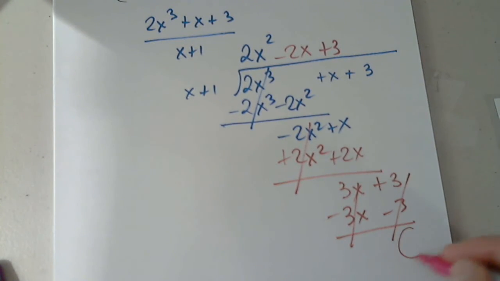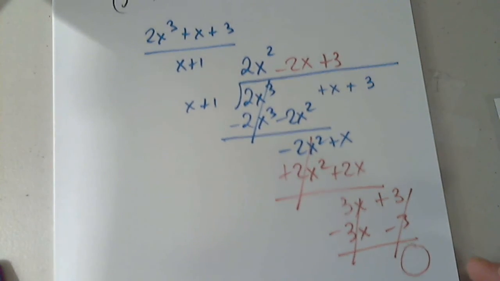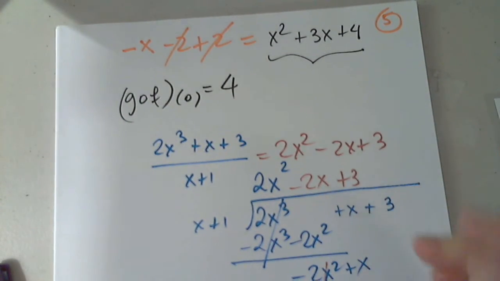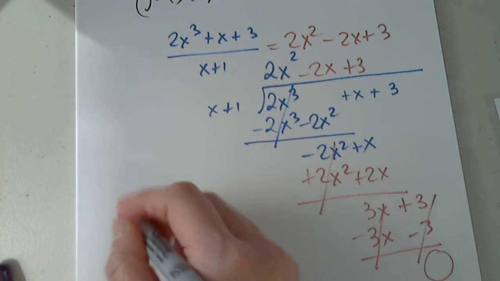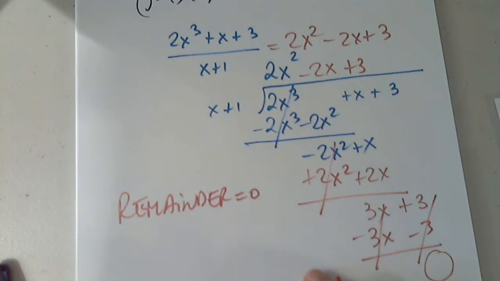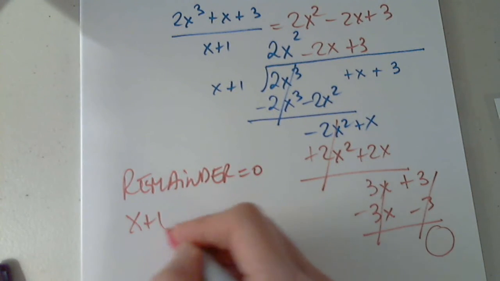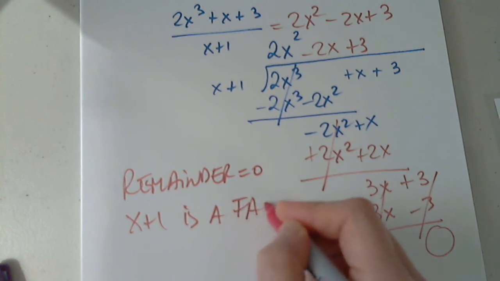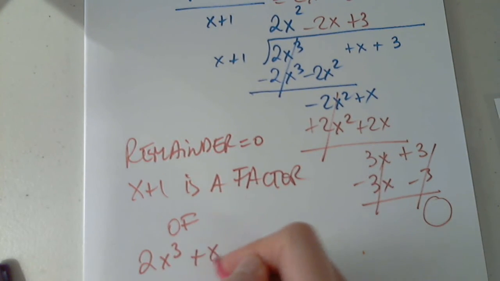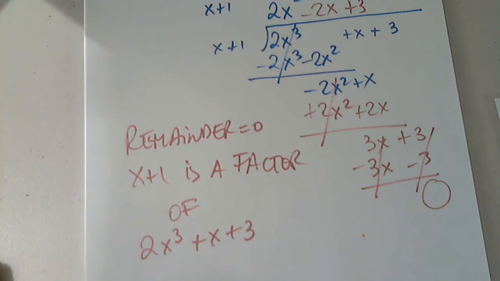Yay! 0 remainder. So because the answer is 2x squared minus 2x plus 3, and because the remainder equals 0, then yes, x plus 1 is a factor of 2x cubed plus x plus 3. Very good. Other questions?